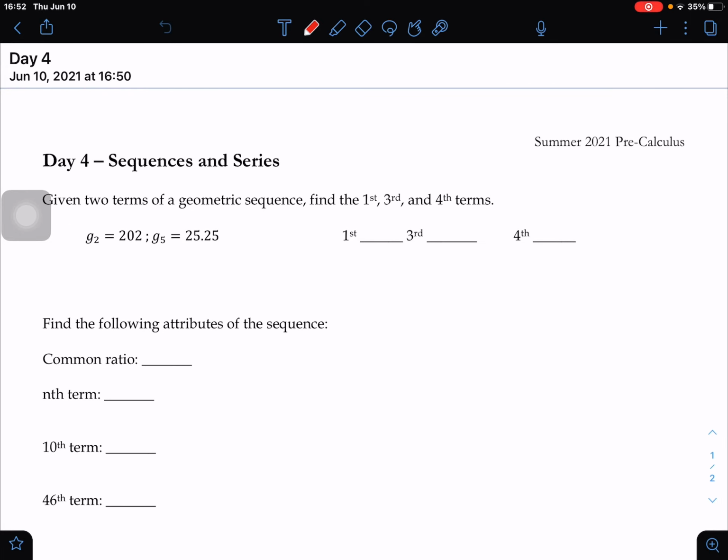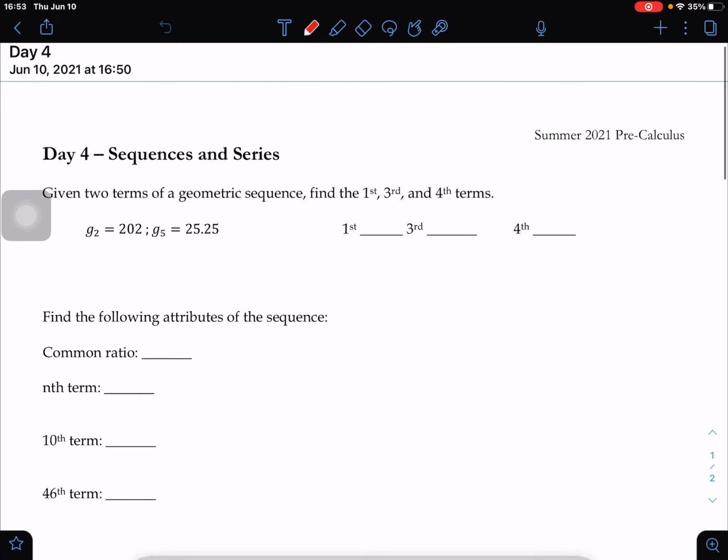Alright, so this is question of the day on day 4. Given two terms of a geometric sequence, find the first, third, and fourth terms. And already I can see from this that we have 202 and then we have 25.25. So basically it's a geometric decrease, because obviously 25.25 is less than 202.